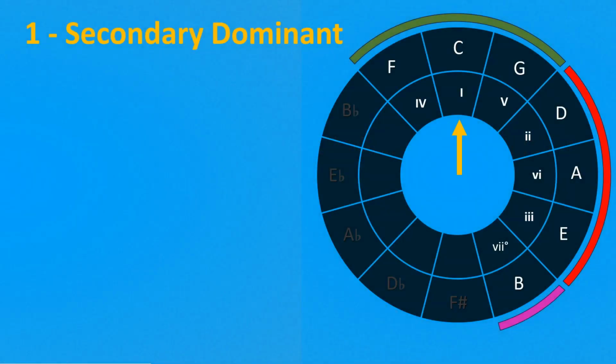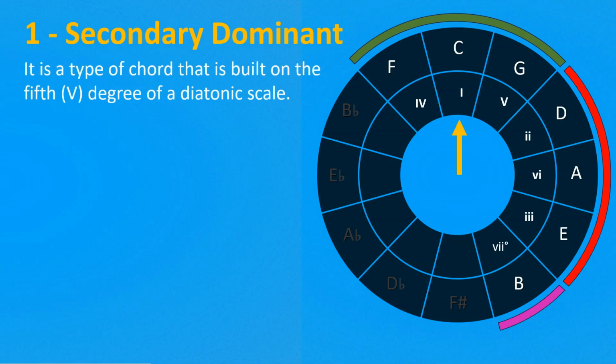The first way to modulate with the pivot chord is to modulate with a secondary dominant. We have seen in the last video that the secondary dominant is a type of chord that is built on the 5th degree of a diatonic scale. This technique creates a strong pull towards the new key and enriches the harmonic texture. To get the secondary dominant of any chord, we have just to move 5 minutes clockwise.